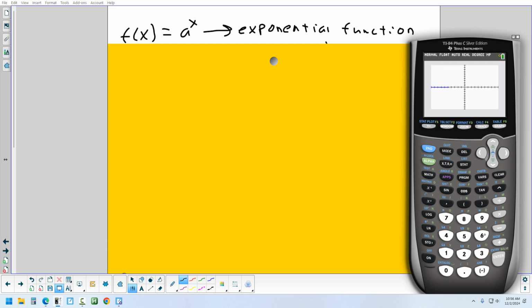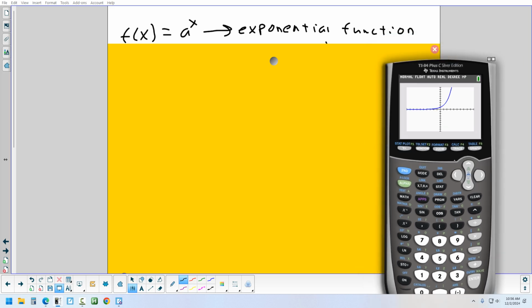Now there are two different kinds of exponential functions. This one is growing. Okay, so we call this one exponential growth. There's another kind that doesn't grow. I'll tell you the name of that one in a minute. But first, let's just look at the domain.